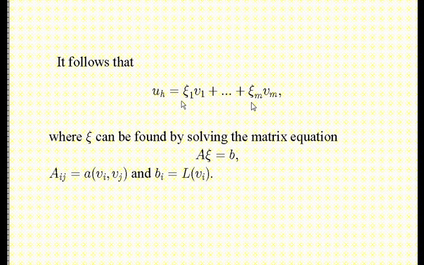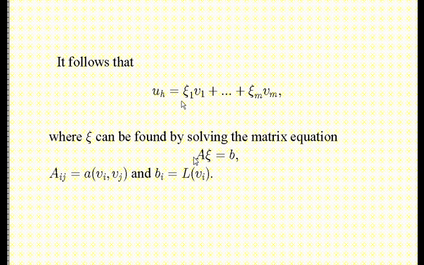The way of solving it is by making use of this expression, because u_h is given by the basis vectors v1 to vm in this finite dimensional subspace, and we multiply these basis vectors with constants or real numbers xi1, xi2, and so on, and add them. So finding these real numbers gives us the solution.